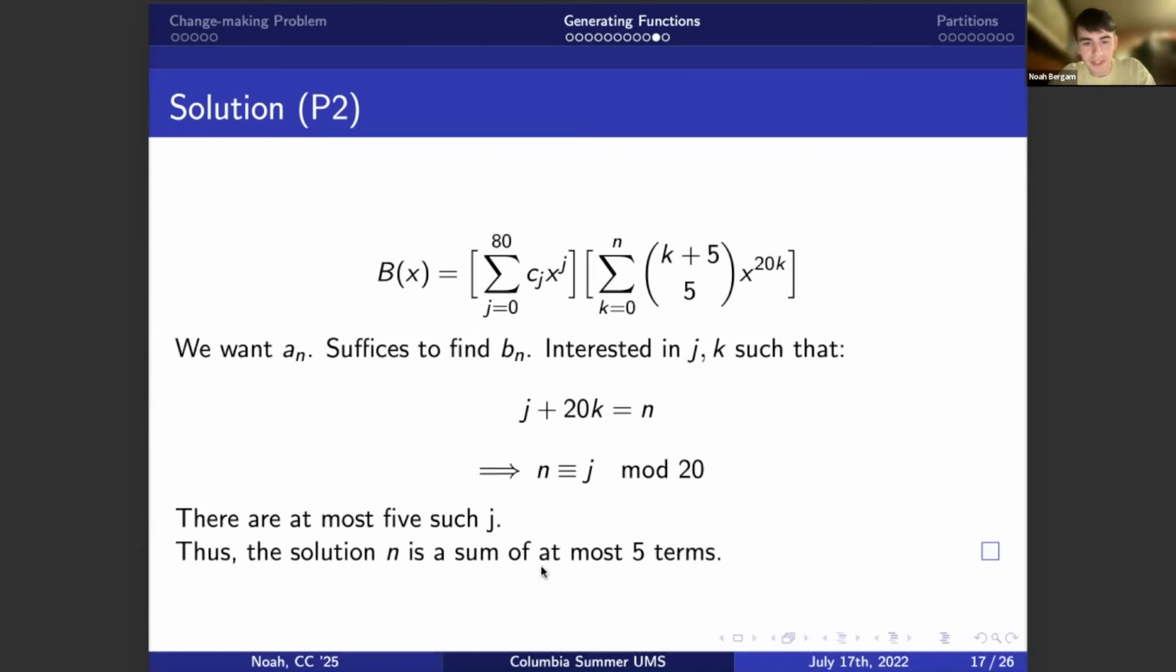Which means that the solution b_n is a sum of at most 5 terms, which is exactly what we want if we're actually trying to think about this in terms of a constant time algorithm, right?